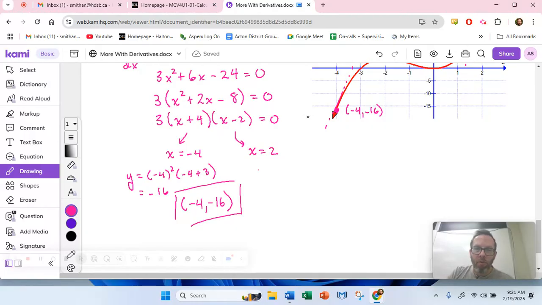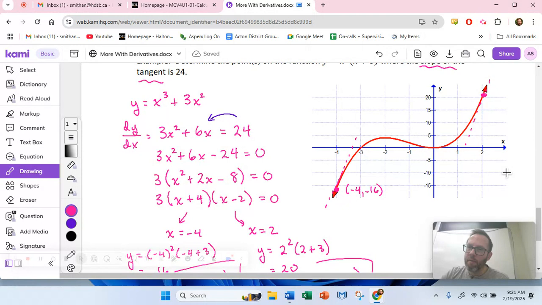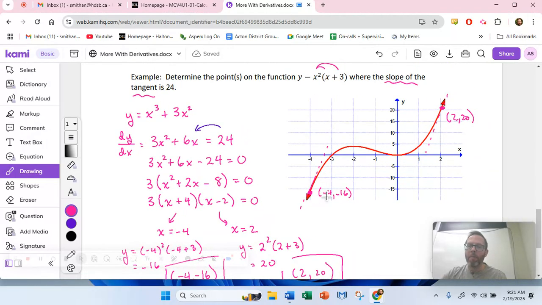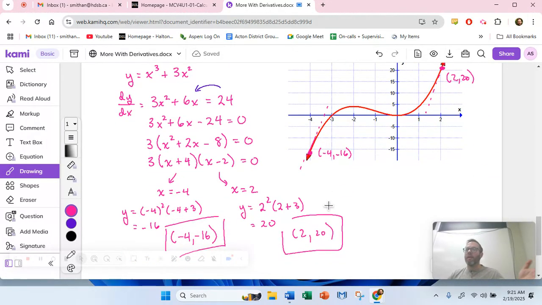How about when x equals 2? y is equal to 2 squared times 2 plus 3. That's 4 times 5, which is 20. So that would be the point (2, 20). And does that fit? Yep, that fits well as well. Everything fits. Again, I know I'm repeating myself, but you guys live in a great time where you can have Desmos on your phone at your fingertips to check any answer you want when you're practicing.